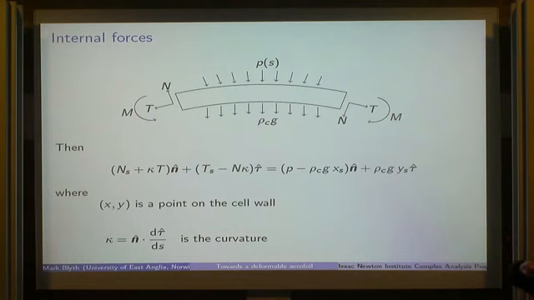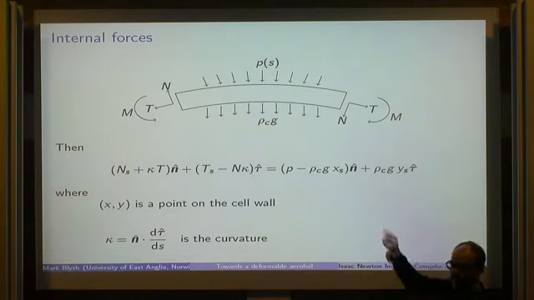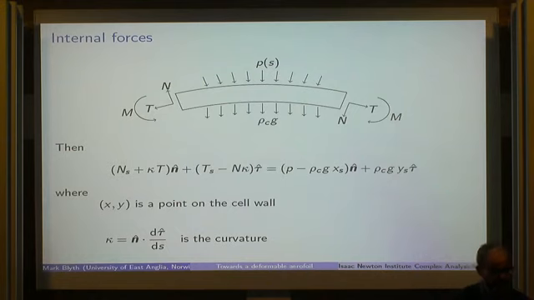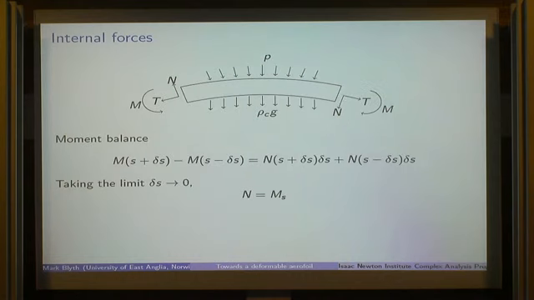I'll rewrite j in terms of n hat and tau hat, and that introduces dx by ds and dy by ds, where x and y are just a point in the cell wall that depends on s. Okay? And there's going to be 2 rhos in this talk, so be a little bit careful. Rho C here, with the subscript C, is the density of the cell wall, as opposed to the density of the air on the outside. Okay, so that's just an equilibrium balance of forces.